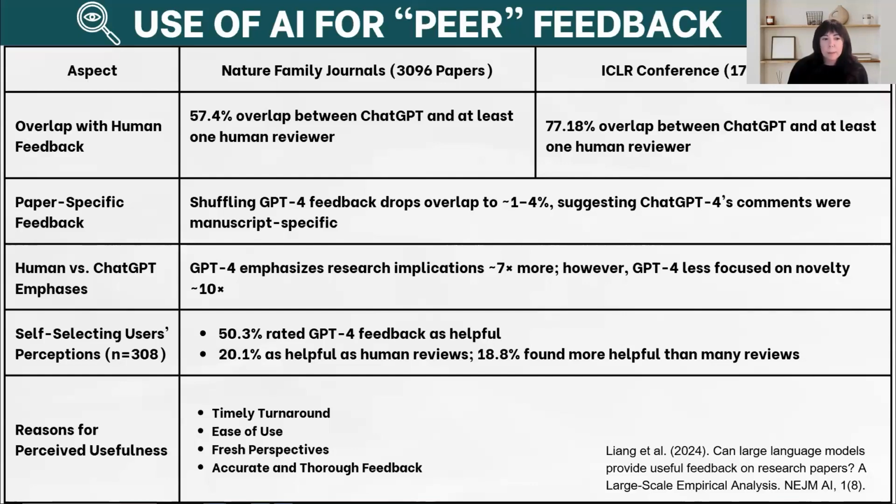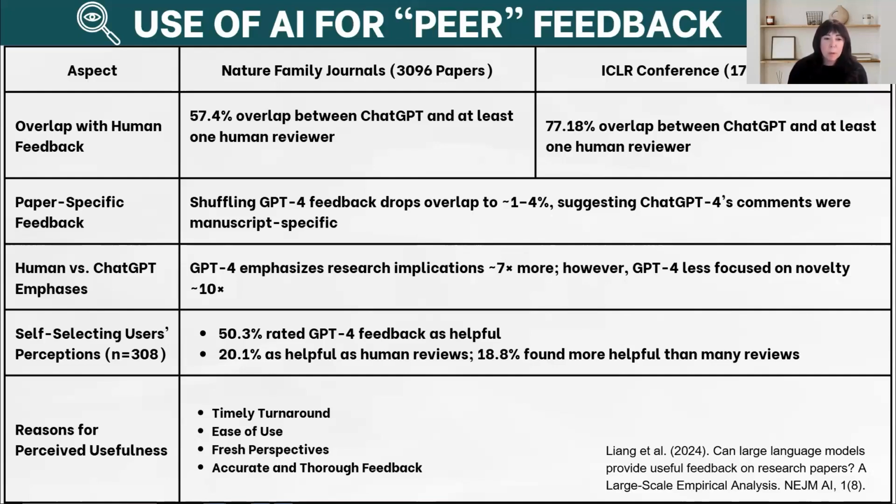All right. In terms of the perspective part, let's look down at the self-selecting user's perspective. So as an additional component to the study, the researchers then solicited feedback from the ICLR group, asking them to give feedback regarding the usefulness of AI-generated feedback that they had received using a five-point Likert scale. And using this scale, 50.3% rated ChatGPT-4 feedback as useful.